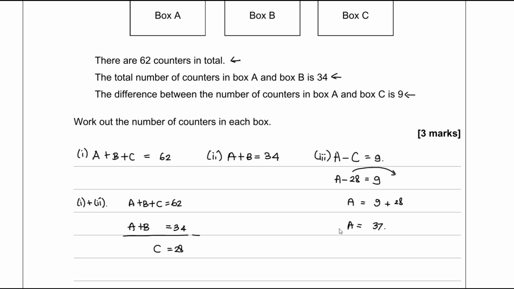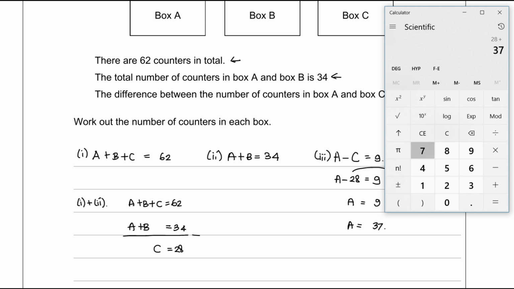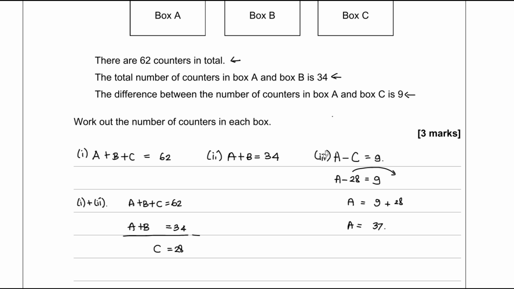Okay, we have A and we have C. We need to find out B now. But there is something weird here. Do you see this number, 37 and 28? How many are they altogether? 28 add 37? It's 65. 65 already in box A and C. But actually we have only 62 in total, so it's not possible. How can we have more than 62 already only in 2 boxes? We need to work out something is wrong. With the third information, we have to do something.